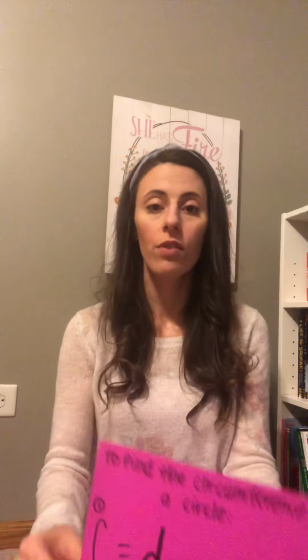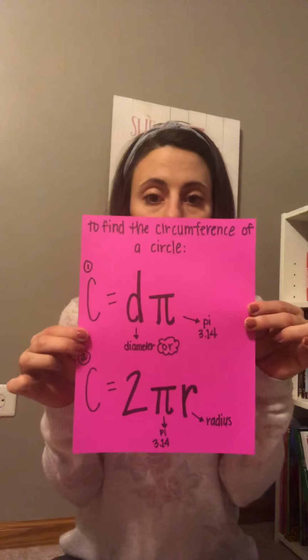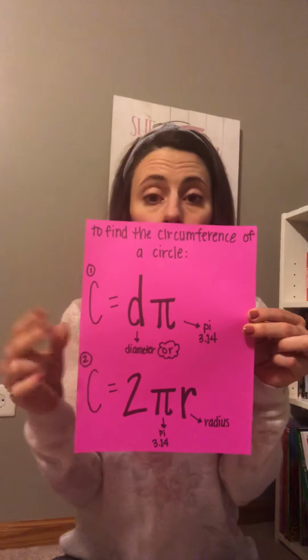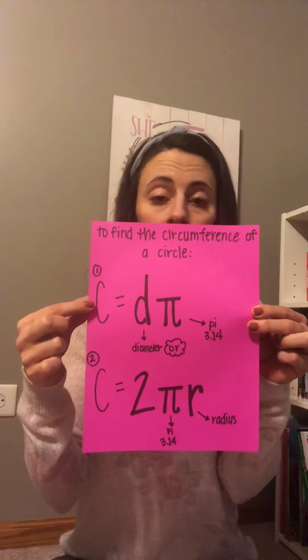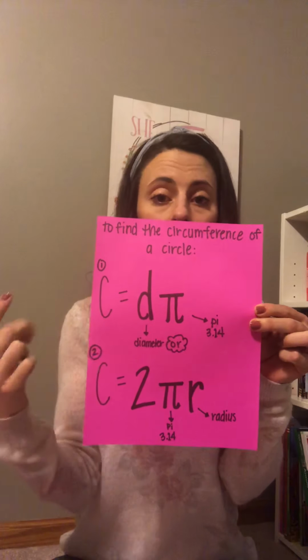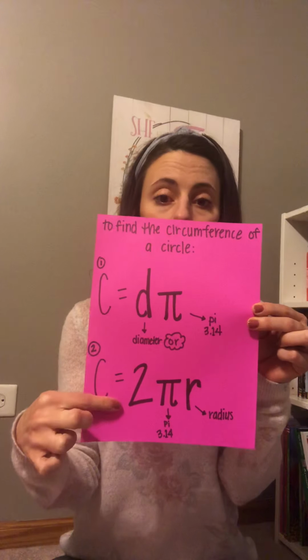Hey guys, so here's a quick little recap video for finding circumference of a circle. So if you are looking for the circumference of a circle, you can look for circumference two different ways. First is if you're given the diameter. Second is if you're given the radius.